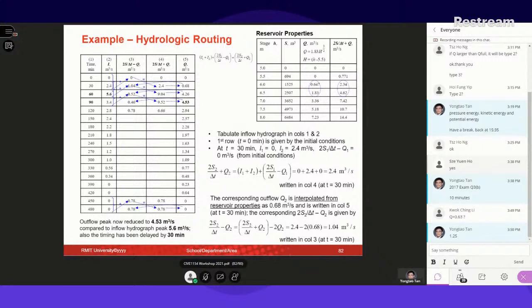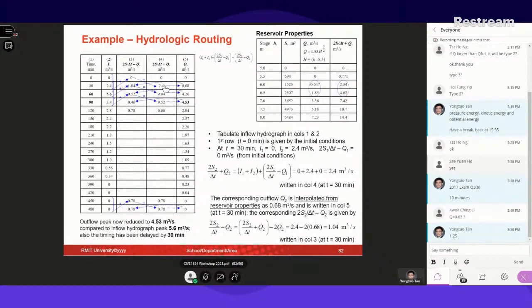So next we can get this one, which means 2S over delta t minus Q. How to get this? This one is this one minus 2 times this one. So this one is 2S2 over delta t plus Q2 minus 2Q2.